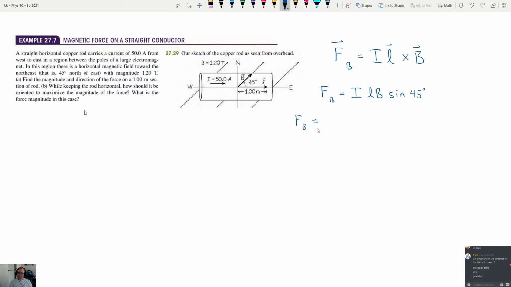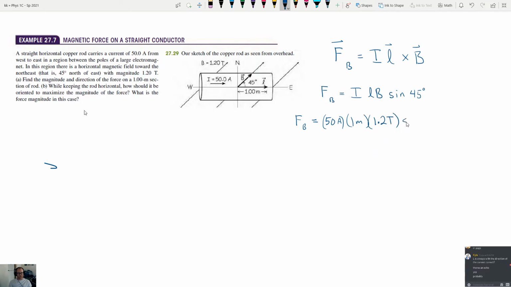So I is 50, could be out of the page. Out of the page? Yeah, I agree. 50 amps. The length of the wire was 1 meter. The magnetic field is 1.2 teslas.